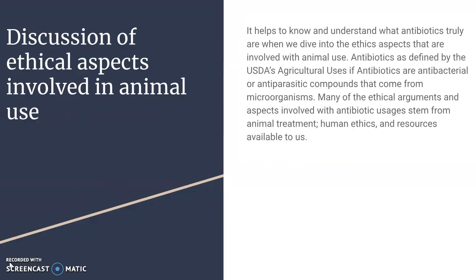The discussion of ethical aspects involved in animal use. It helps to know and understand what antibiotics truly are when we dive into the ethics aspects and what are involved in animal use. Antibiotics, as defined by the USDA's agriculture uses, are antibiotics that are antibacterial or antiparasitic compounds that come from microorganisms. Many of the ethical arguments and aspects involved with antibiotic usages stem from animal treatment, human ethics, and resources that are available to us.